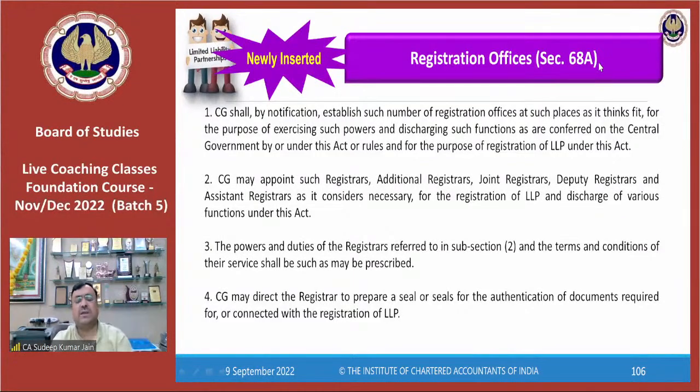So what is the meaning of this? What is the meaning of this section 68A is that Central Government may establish the number of registration offices for the registration of LLP, and who will handle these registration offices? So for this purpose, the Central Government may appoint registrar, sub registrar, additional registrar, joint registrar, deputy registrar, जो भी जितने भी चाहिए, and the powers and duties of these authorities will be as per the rules. And also Central Government will inform that you must prepare a common seal. A seal means mohar, for the authentication of document.